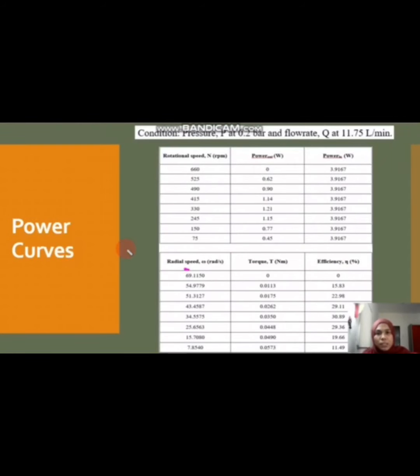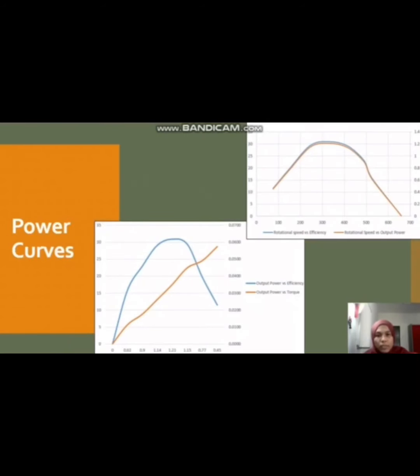Next is power curves. The values for rotational speed and output power are given to calculate the radial speed and also torque to plot and study the turbine power curves. The formulas used are similar to the previous calculation. So this table shows the overall results for plotting the power curves for the turbine, which are represented in these two figures to illustrate the relationship between rotational speed with efficiency and output power, as well as output power against efficiency and torque.